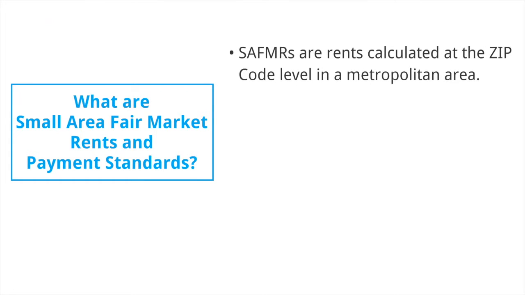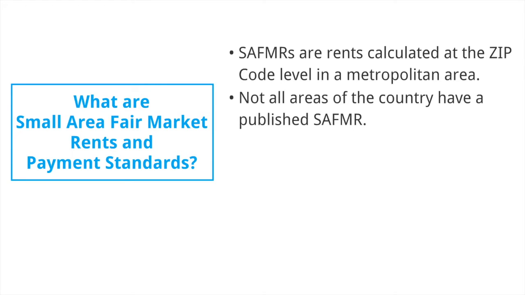Beginning in 2018, HUD began publishing small area fair market rents. Small area fair market rents, or SAFMRs, are rents calculated at the zip code level in a metropolitan area, as opposed to fair market rents, or FMRs, that are calculated across an entire metro area. Not all areas of the country have a published small area FMR, but for those areas that do, the small area FMR can be useful in setting payment standards closer to the rental market in the PHA's jurisdiction.